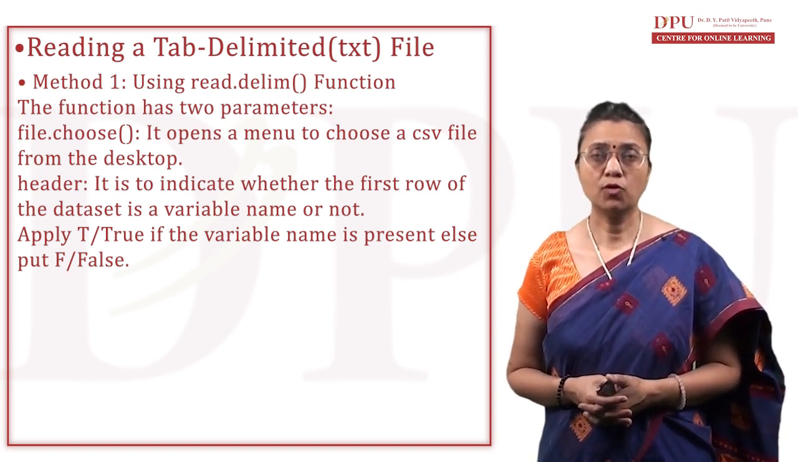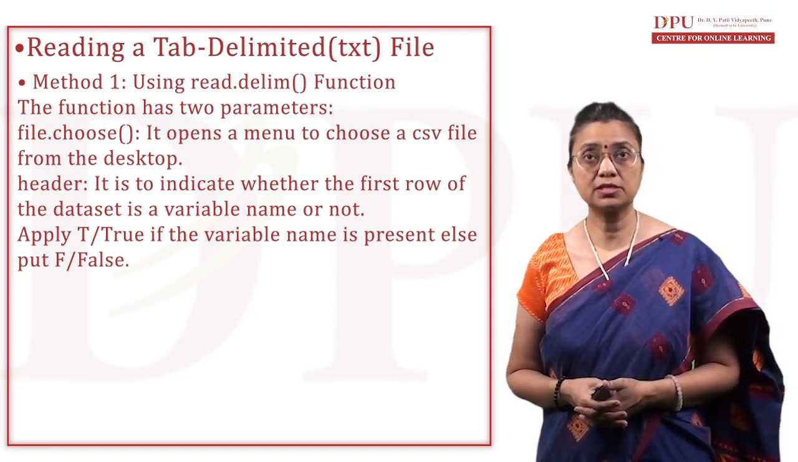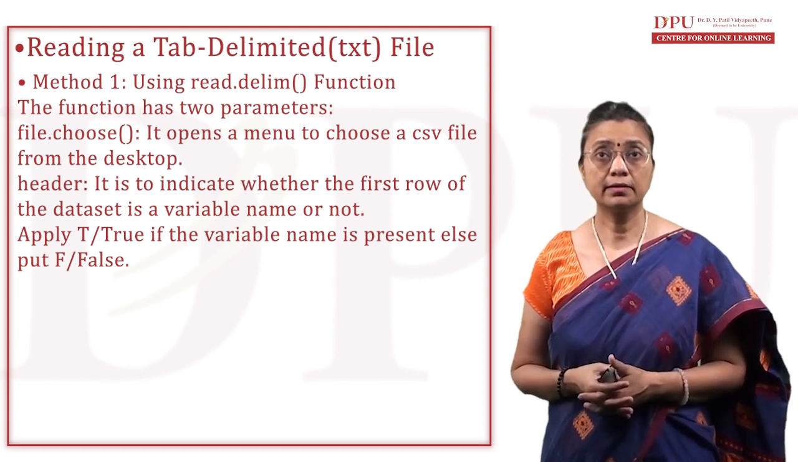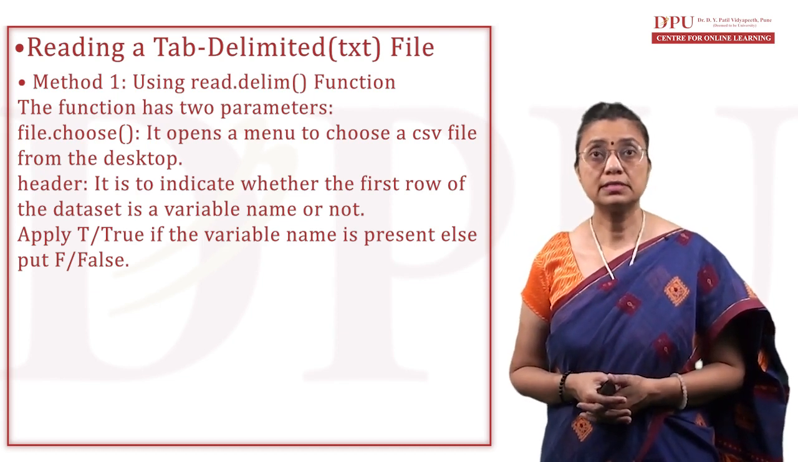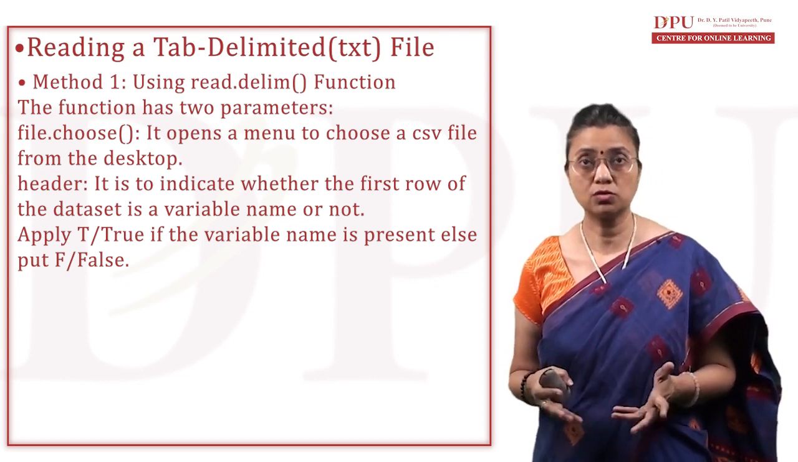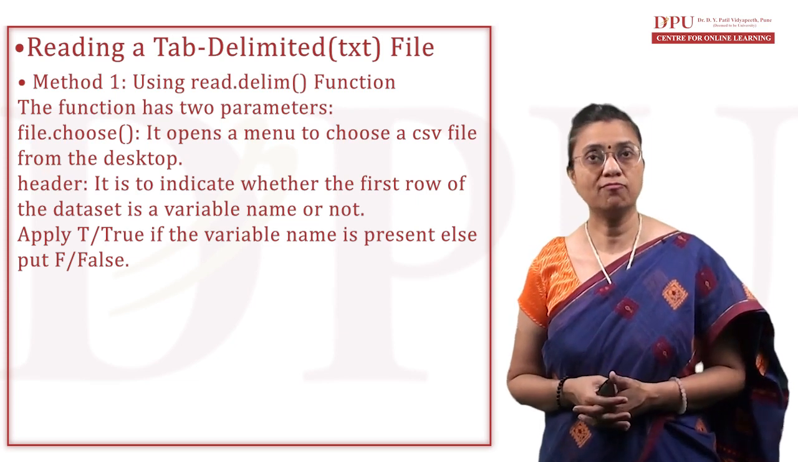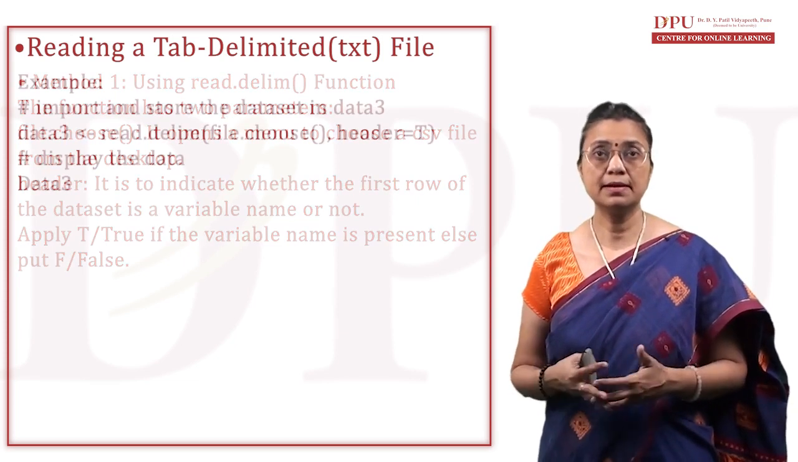And again, the first argument we are passing is file.choose. It opens a menu to choose a file from the desktop. Then header equals TRUE. It indicates whether the first row of the data is the variable names or not. So if it is, we will apply TRUE. Otherwise, we will apply FALSE. And then the example is the same.